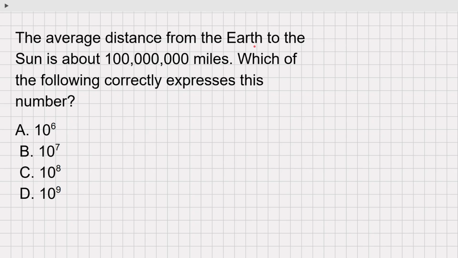And on to our last problem. The average distance from the Earth to the Sun is about 100 million miles. Which of the following correctly expresses this number? So all we have to do, same thing. 1, 2, 3, 4, 5, 6, 7, 8. We have 8 total zeros in this problem here. You can type all this in your calculator and count it out yourself, but we're left with 10 to the 8th as our answer, which is C.